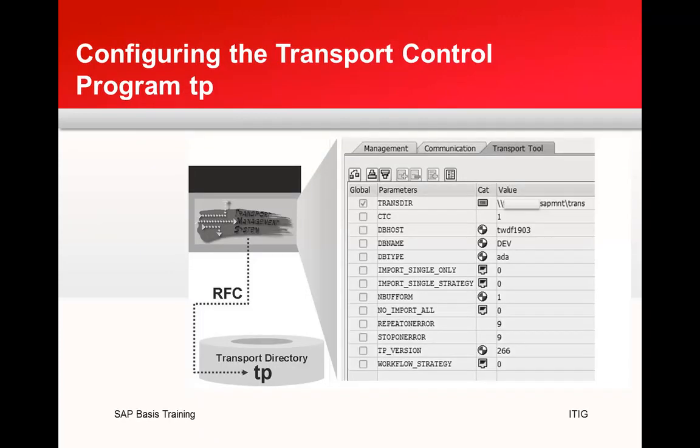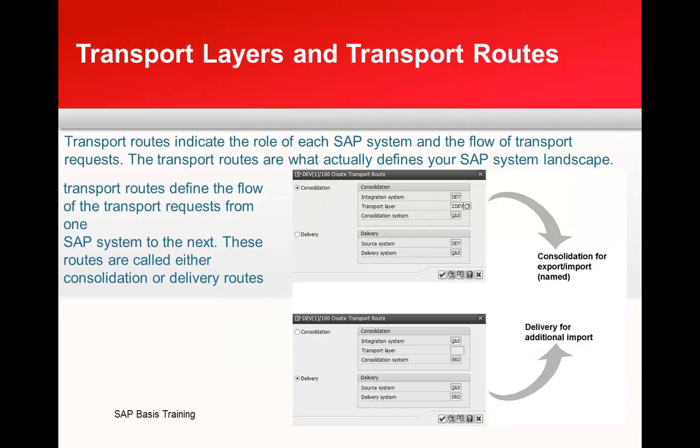Configuring the transport control program, tp. So we have just seen in the transport import how this works. Okay, transport layer and transport routes. Basically here you can see this is a consolidation route, that is from your dev system to your quality system you have a consolidation route, and from the quality system to your production system you have your delivery routes.